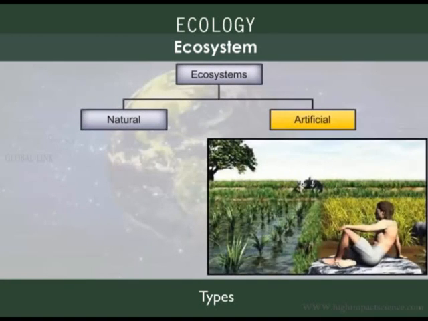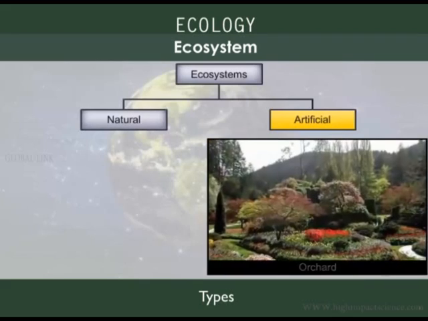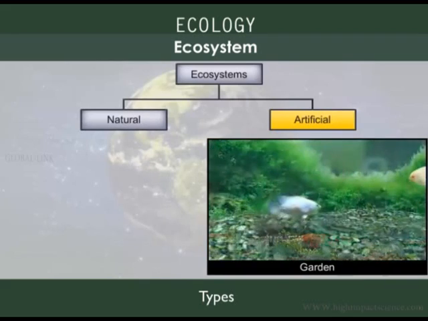Artificial ecosystems are created and maintained by humans. They include croplands, orchards, gardens, and aquariums.